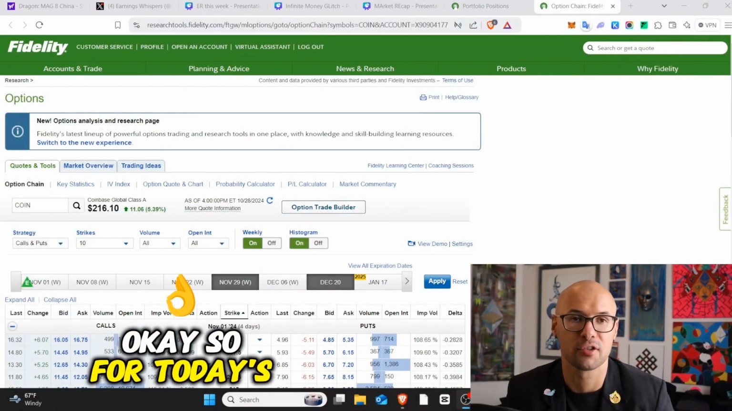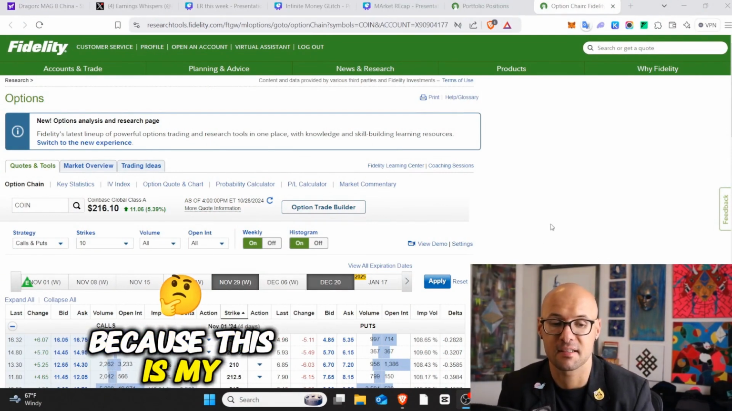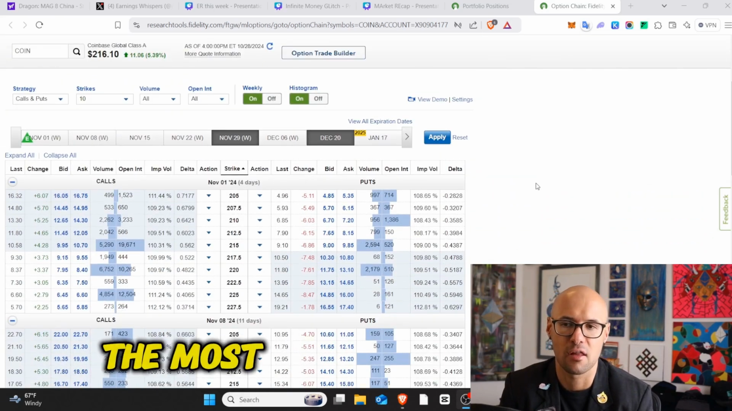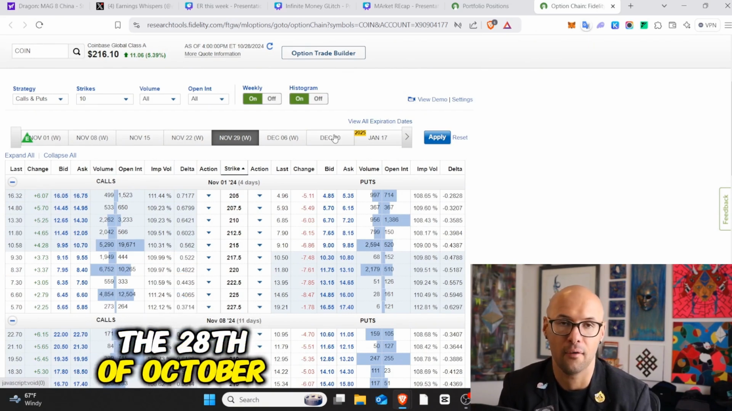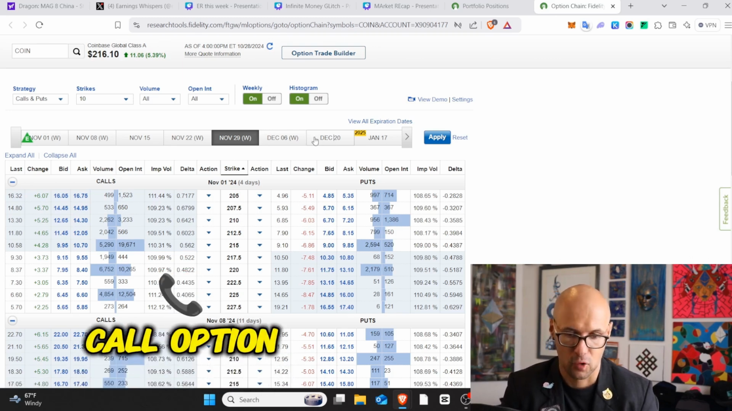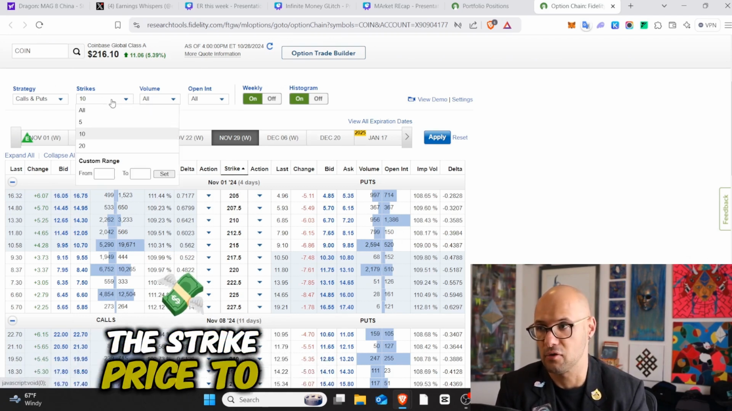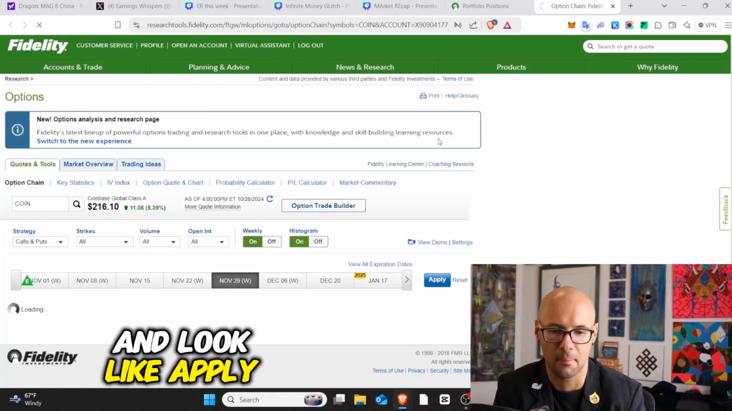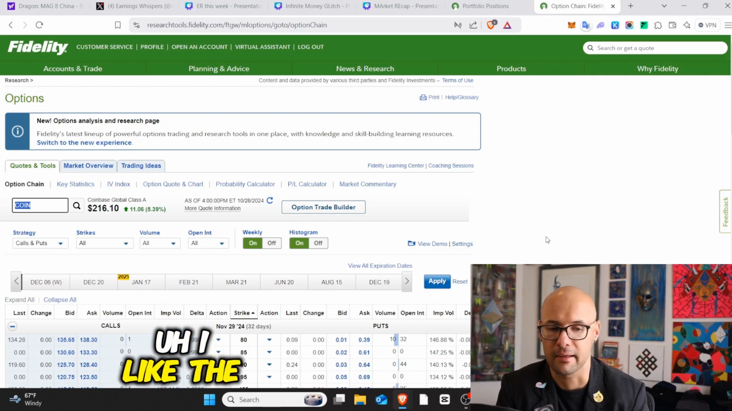Okay, so for today's example, we are going to look at Coinbase because this is my biggest position and this is where I am using the infinite money glitch the most. Right now, it is the 28th of October, so we will look at a month from now call option for November 29th. Right here, we're going to change the strike price to all because we want to see all of them, and we'll click apply. Now, there's a different view of this if you're using Fidelity. I like the old view for now.